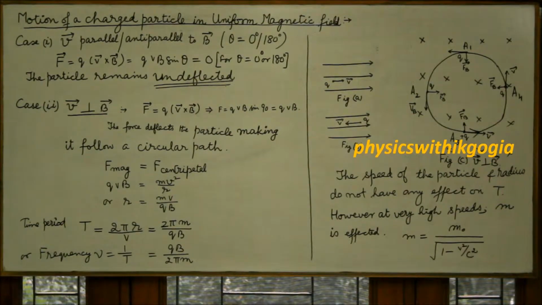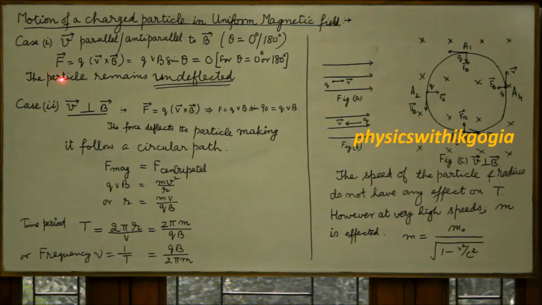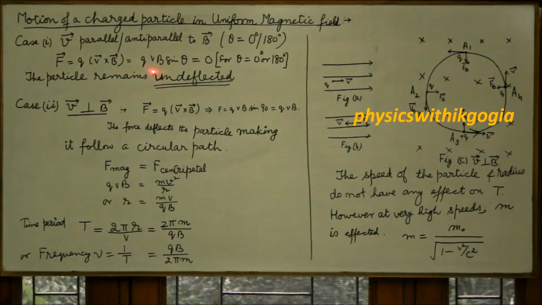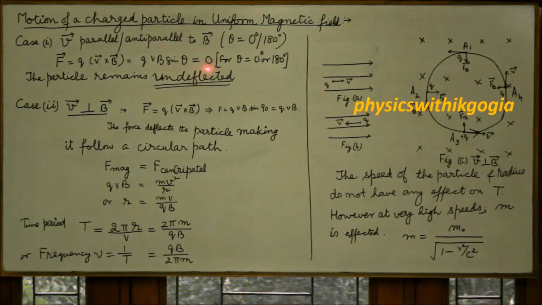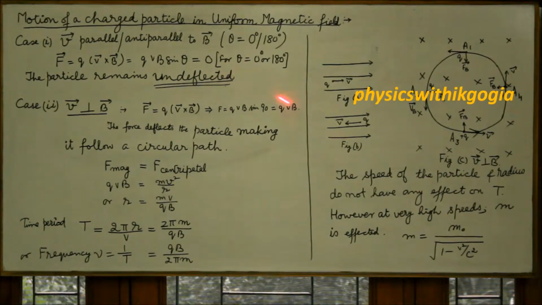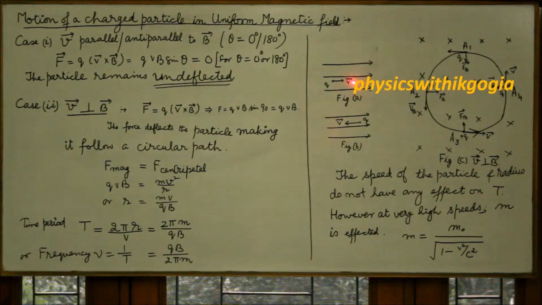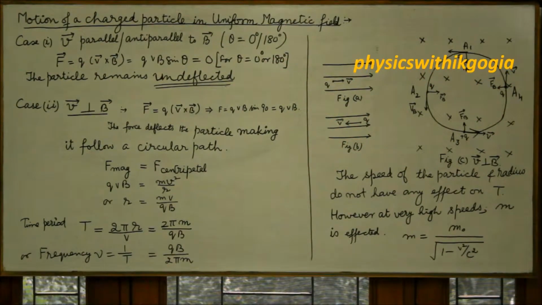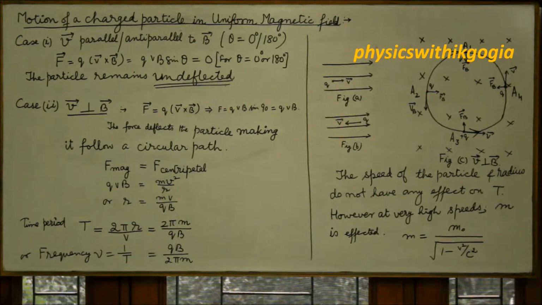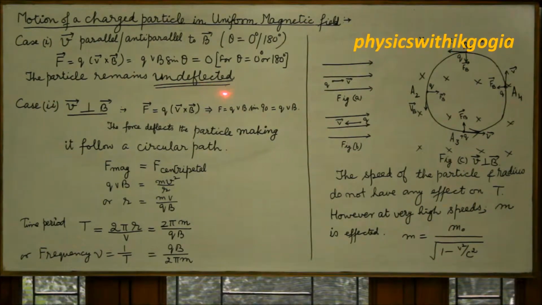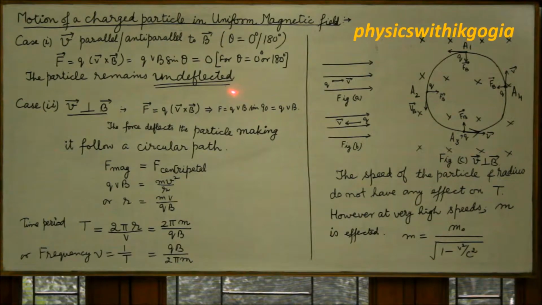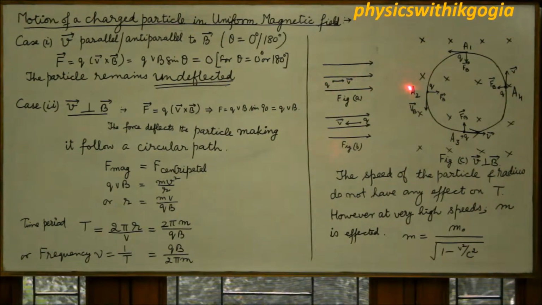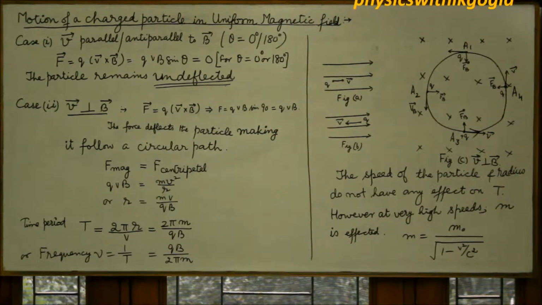Now in this case we have the Lorentz magnetic force, given by q v cross B equal to qvB sin theta, which is 0 whether theta is 0 in this first case or theta is 180 as in the second case. As no force acts on the particle, it remains undeflected, not affected by the field, and will continue to follow a linear path, parallel or anti-parallel.